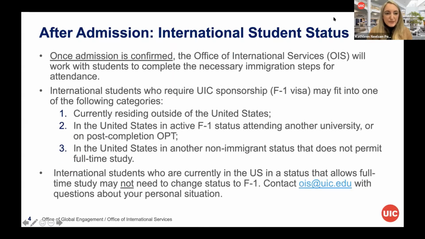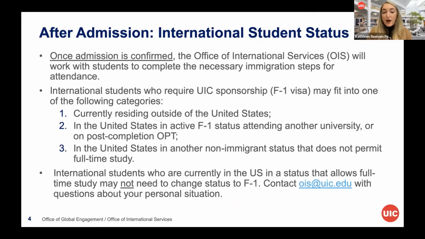Okay, so talking a little bit about that transition, what happens after you have been admitted to UIC? Once you have been admitted, and that admission is confirmed, then we will work with you to complete the necessary steps in the immigration system for attendance. I've broken down here 3 different categories of international students who would require UIC sponsorship for an F1 visa. You may fit into any of these 3 categories.